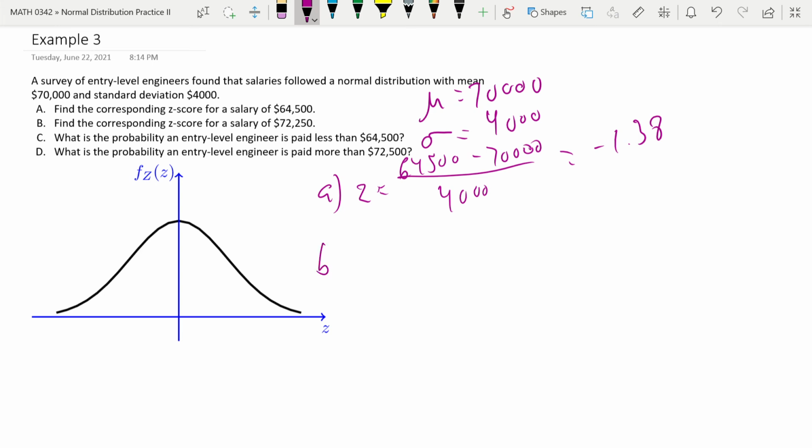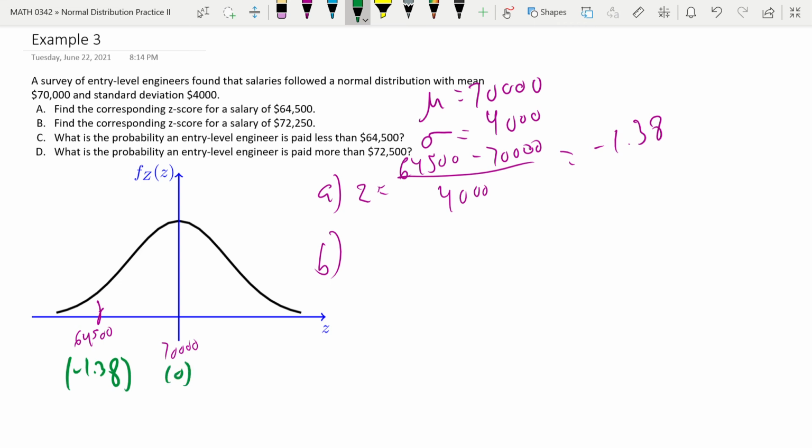Now for part B, in fact, let me actually jot this down before we forget. 64,500 corresponds to minus 1.38, so that's this point, maybe this point here. 64,500, that is 70,000, and I'll choose green here. This z-score is minus 1.38. And this z-score is 0.